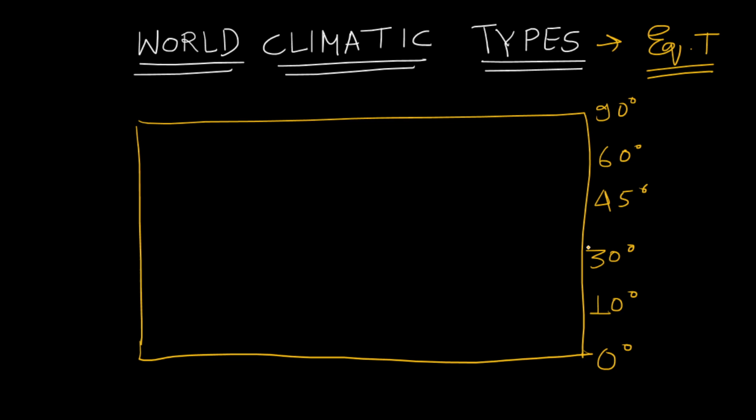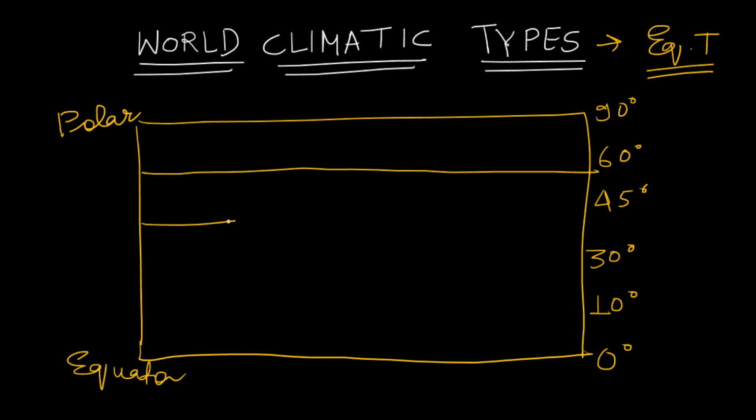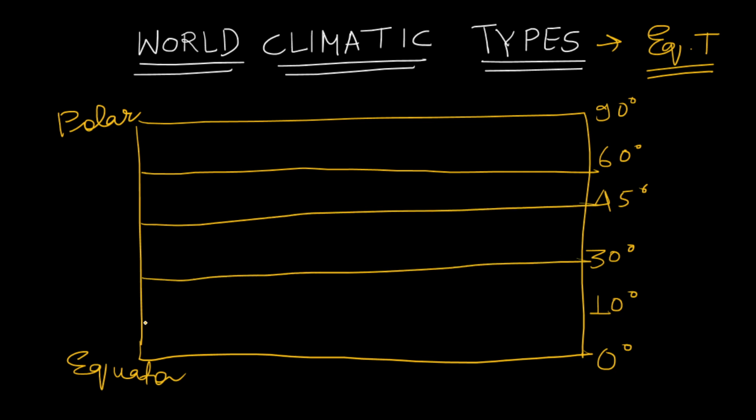This is 0 degree, that is equator, we all know. 0 degree is equator, and 90 degree is around poles, the polar region. Just make a line here. 30 degree, 10 degree. You will understand why I am dividing this.